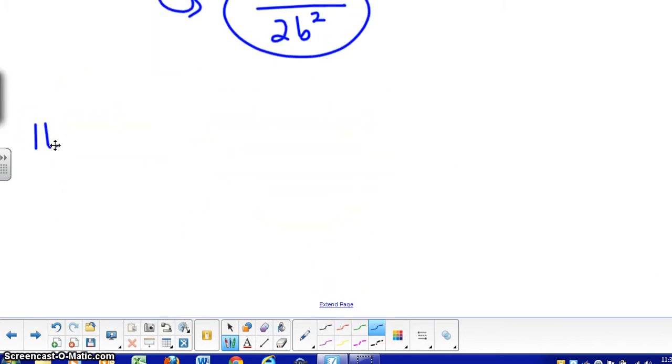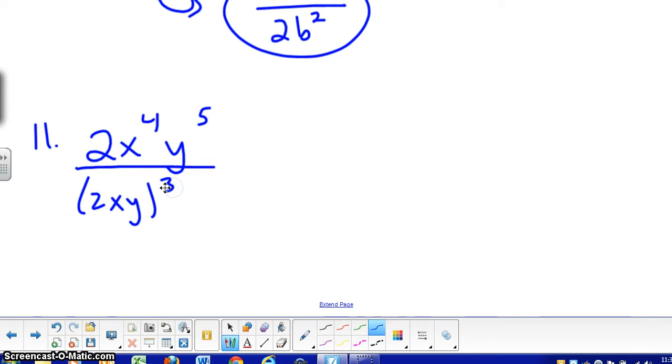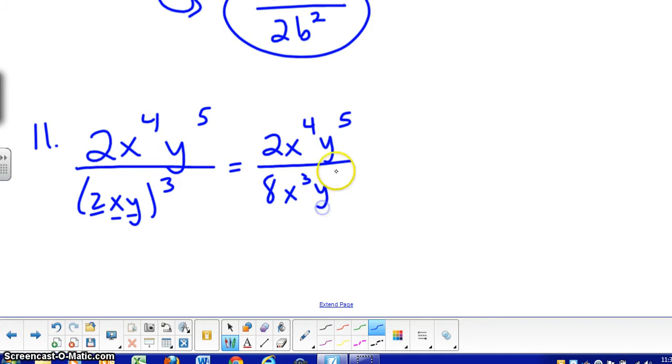Number 11, I want you to go ahead and push pause and see if you can solve this one. 2x to the 4th, y to the 5th, over 2xy to the 3rd. So it mixes in what we were doing yesterday as well. Okay, good. Push pause, see how you do. Okay, now that you're back, the top, you can leave the same so we can clean up what's going on in the bottom. So we know from the exponential rotation that 3 is going to go on to every single one of these numbers right here. So 2 to the 3rd is 8, and then you have x to the 3rd and y to the 3rd.